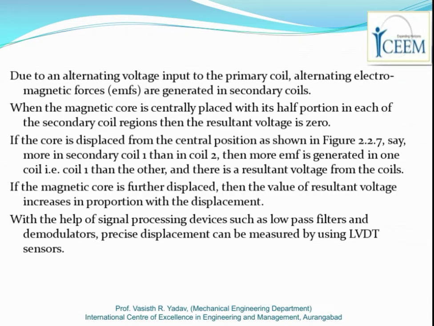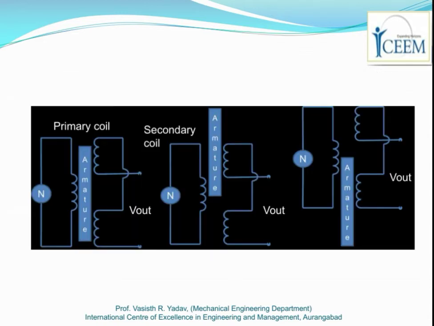Now, due to an alternating voltage input to the primary coil, let us see how it works. We have the figure in front of us. This is the primary coil, and we have a secondary coil. One of the secondary coils is shown here, and another secondary coil is this one. So how does it work?